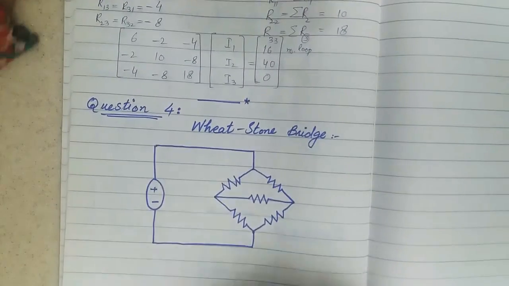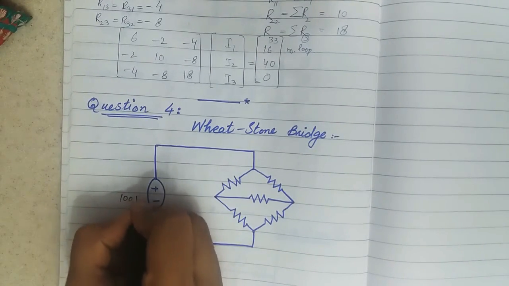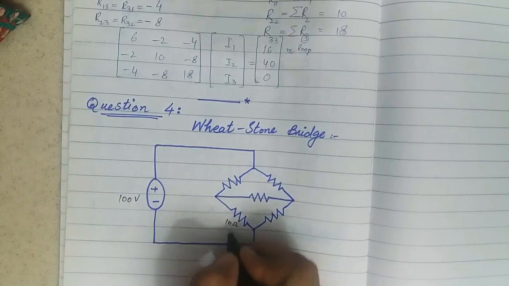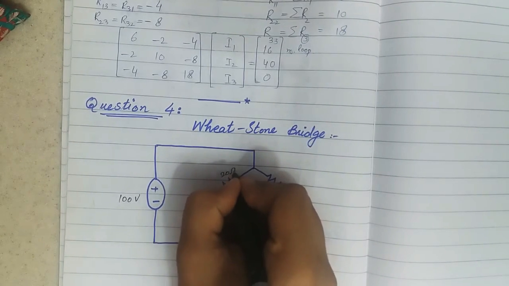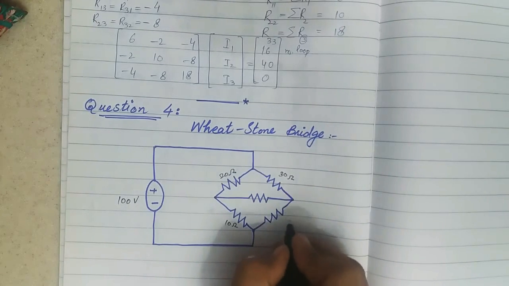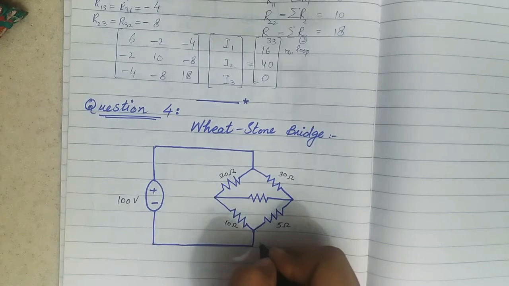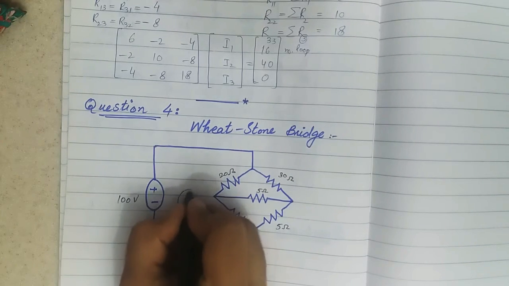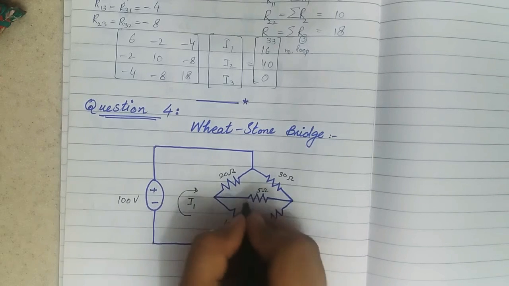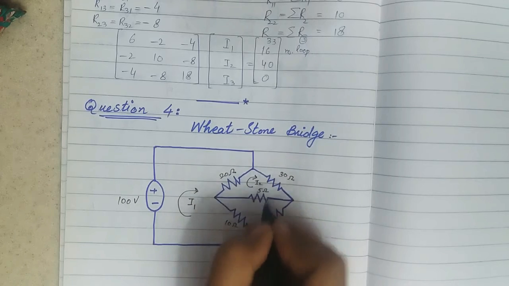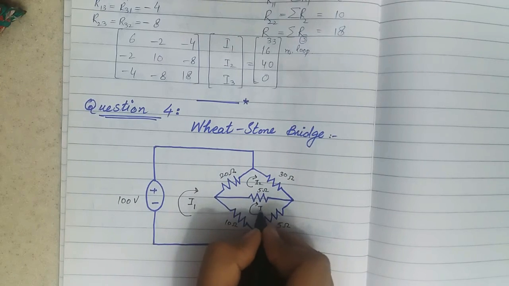Battery is of 100 voltage. This is 10 ohm resistance. This is 20 ohm resistance. This is 30 ohm resistance. 5 ohm resistance. This is also 5. This is loop 1, loop 2. This is loop 3.